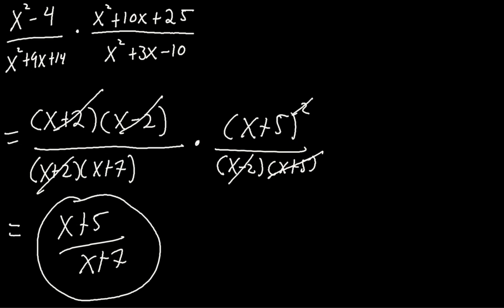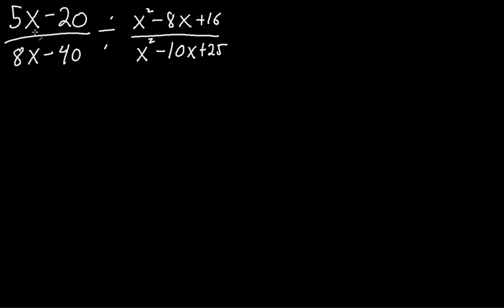Okay, let's look at another example. 5x minus 20 over 8x minus 40 divided by x squared minus 8x plus 16 over x squared minus 10x plus 25. Okay, well, I'm noticing that these two expressions over here are not trinomials, so I'm probably going to have to do a greatest common factor if they're factorable at all. And I see there's a division symbol, so I'm going to have to flip this upside down to be able to simplify it. Yeah, so let's go ahead and try.